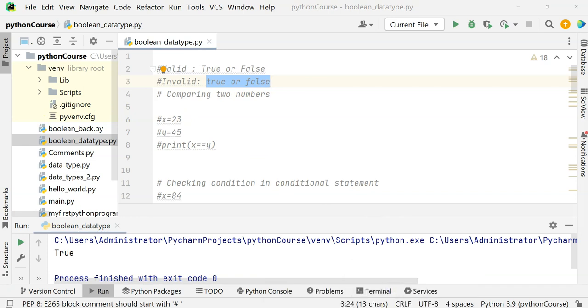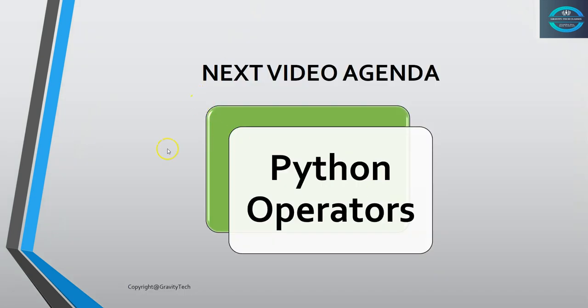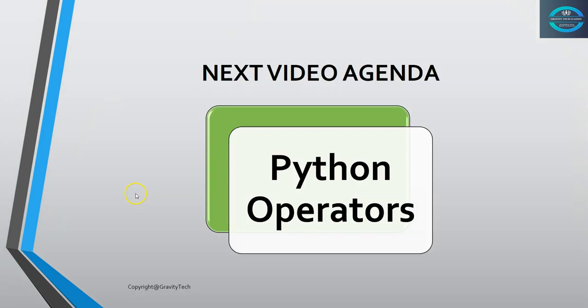Let's go back to our presentation. Yeah. So we discussed all these things, what exactly we have in a Boolean data type.